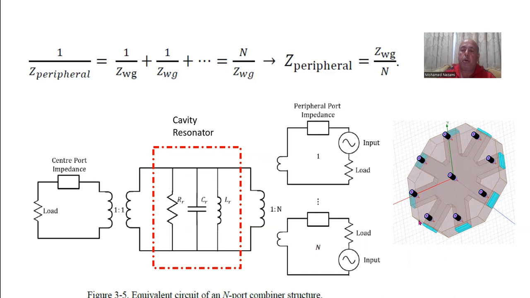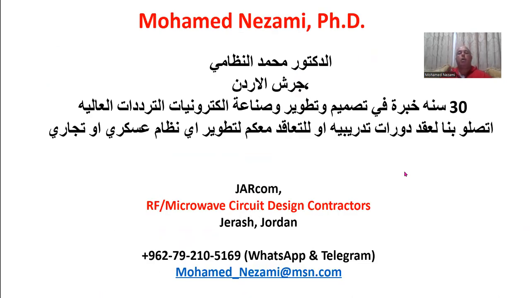The cavity is loaded with all N ones. So always the impedance looking in here is really N times the impedance of this center feed. So this is good to represent. And of course, you always have the peripheral impedance is really the waveguide impedance divided by N. And that's a rule also that we have. Okay, so this really puts an end to this.